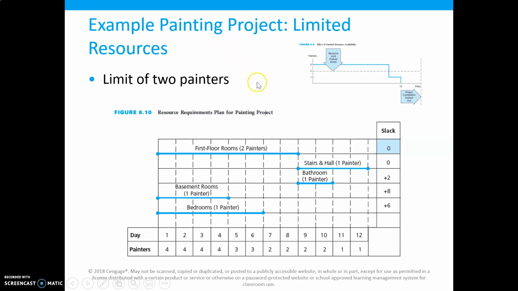All right. So now let's say that you're not confined by the number of days, but you're confined by your number of painters. So assume you only have 2 painters. It's just you and a coworker. If you remember, we don't have any slack for the first floor rooms and the stairs and hall, but we have slack for the other items. You can see here, the basement, the bathroom, the bedrooms.